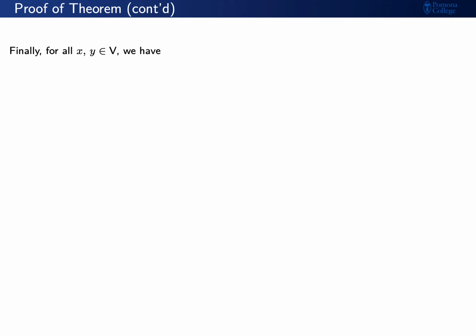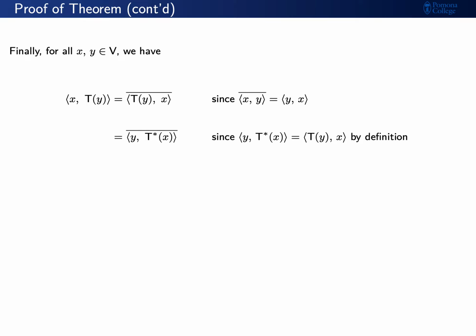Finally, we show the last property. Again, for all x and y in V, we have the following. We can take a look at the inner product of x and T star of y, which is the complex conjugate of the inner product of T star of y and x. Now we can slide T over to the right by looking at the adjoint, and then we can use the fact that since we have the complex conjugate, we can simply use the symmetric property to move things around. This is the inner product of T of x and y.